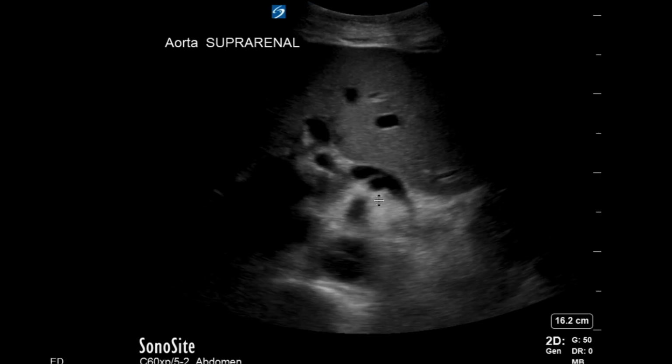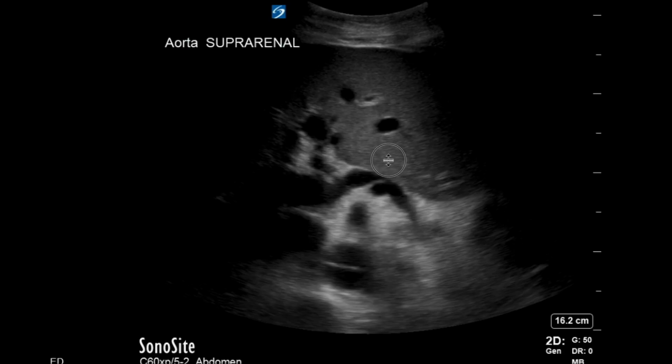So if we were to measure the aorta, though, it grossly looks normal, but they didn't measure it. Do you think that there's associated aneurysm with it, or how do you typically do a measurement? Grossly, it appears normal, but we can measure it from top to bottom, anterior to posterior. Yeah, let's just do a measurement here.